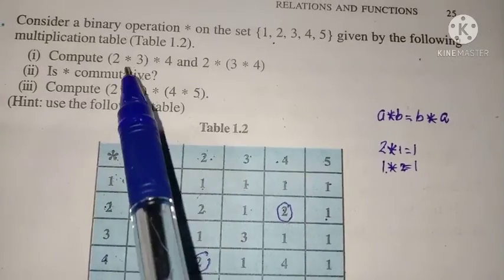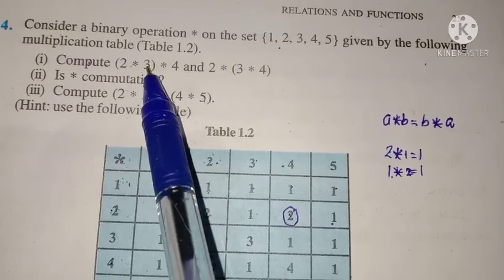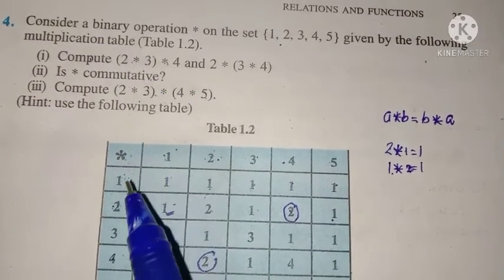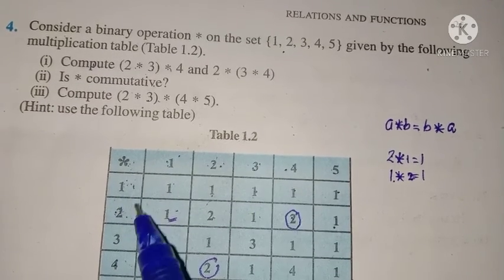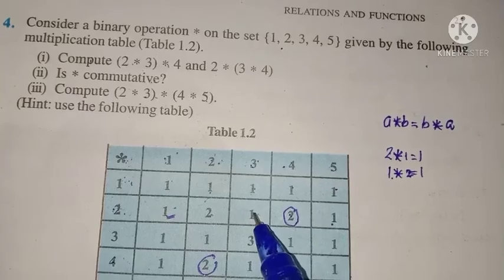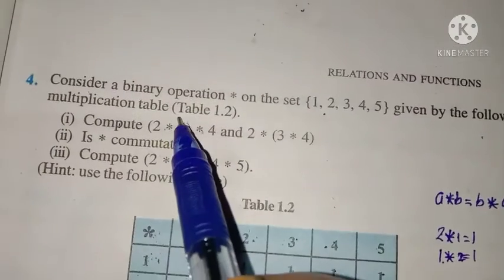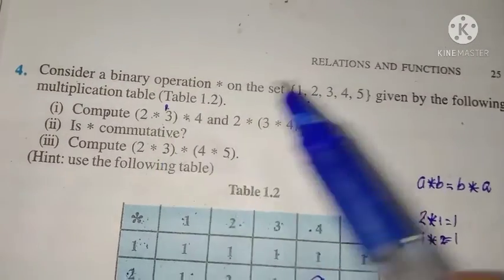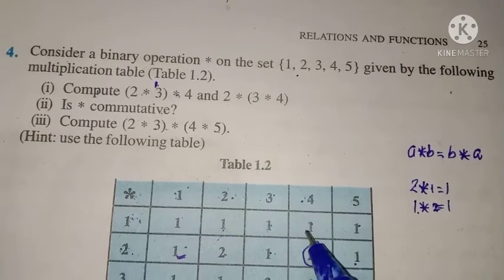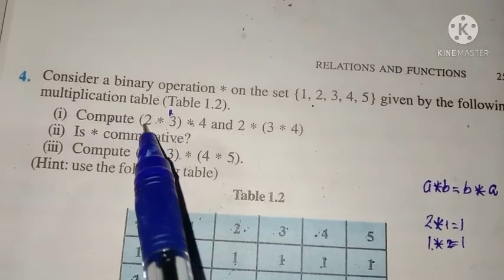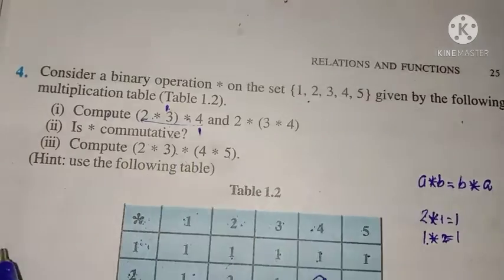Now the first one, compute 2 star 3 star 4. So 2 star 3. 2 star 3 is 1. So this is 1. So 1 star 4. What is 1 star 4? 1 star 4 is equal to 1. So the answer of this question is 1.